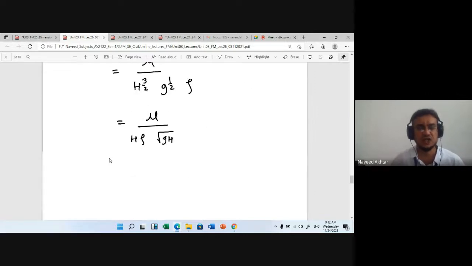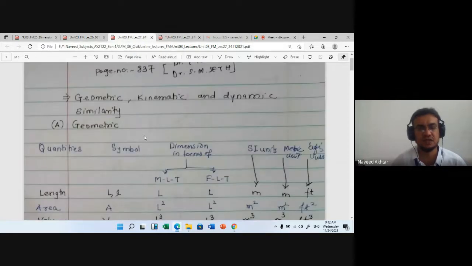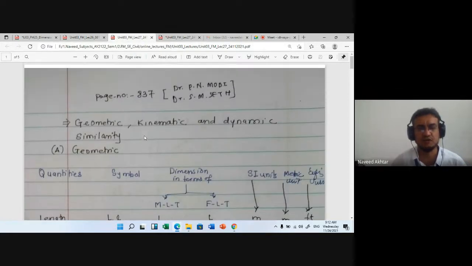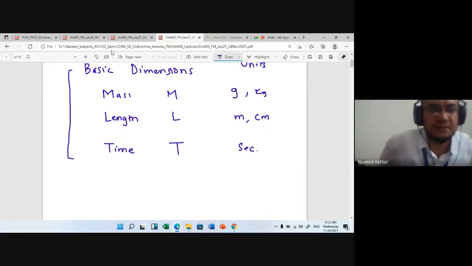Okay, the discharge equations. Then now we will see different types of dimensional similarity or dimensional analysis. So basic dimensions, we know that there is nothing but the mass, length, and time. Based on that, we can draw the multiple dimensions, and you can see one by one.